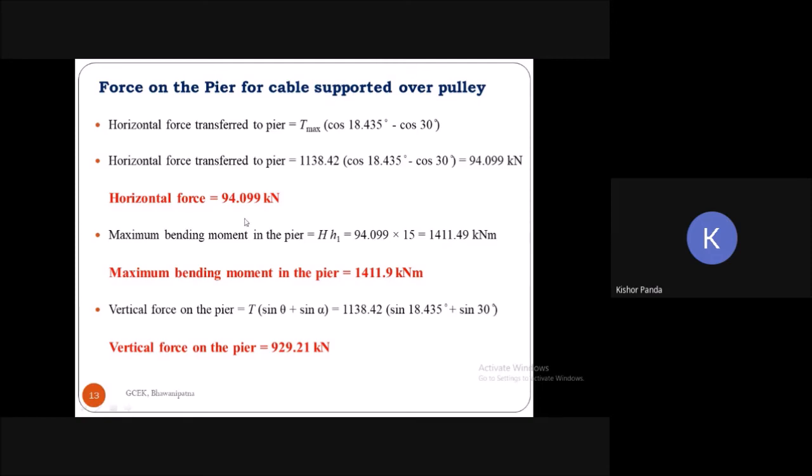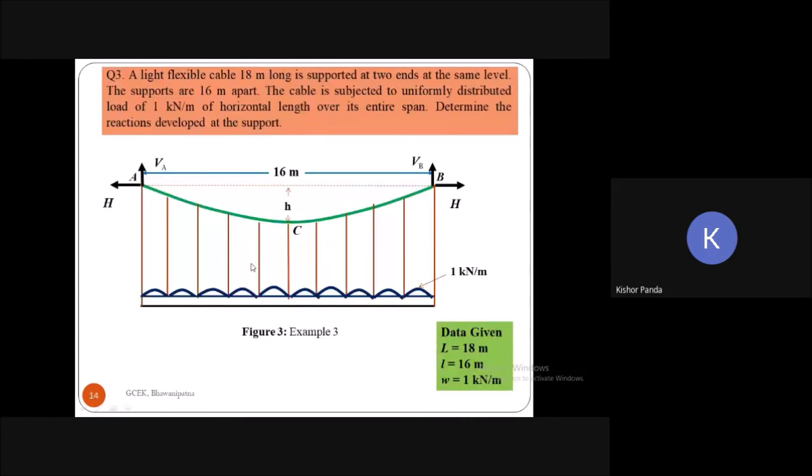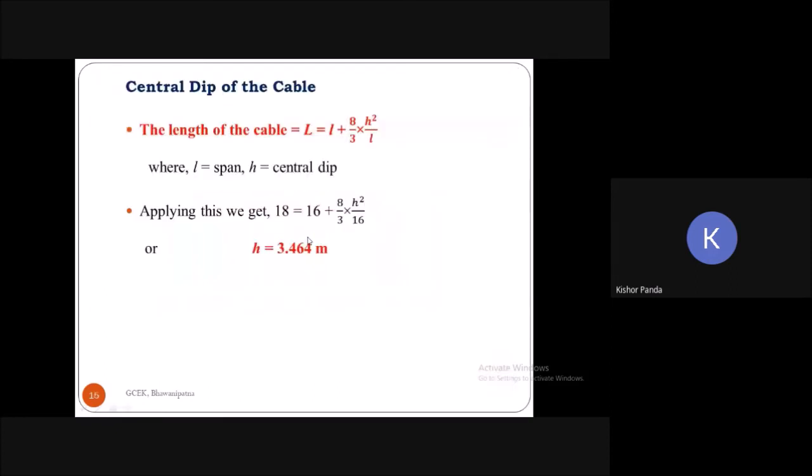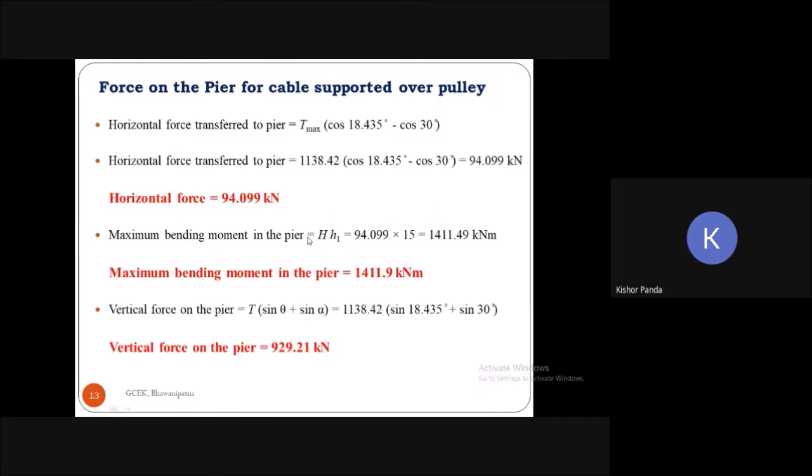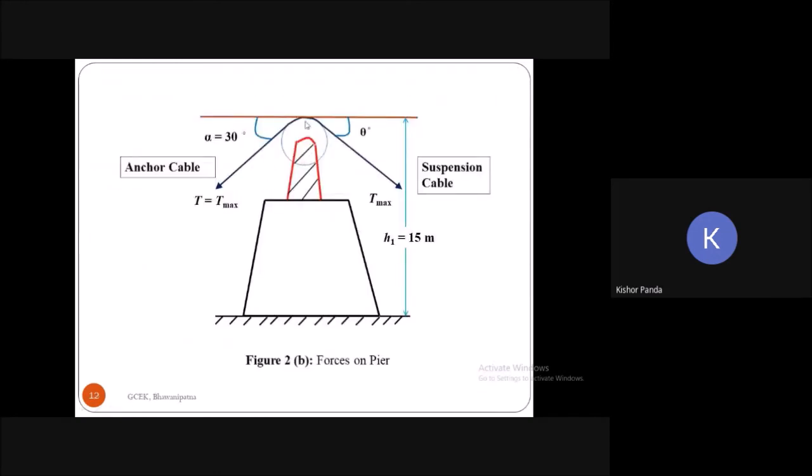Then find out the vertical force on the pier. What is the vertical force acting on the pier? Here this is the tension in the suspension cable and this is the tension in the anchor cable. Take the vertical component of these two tensions. This is the vertical force transferred to the pier.